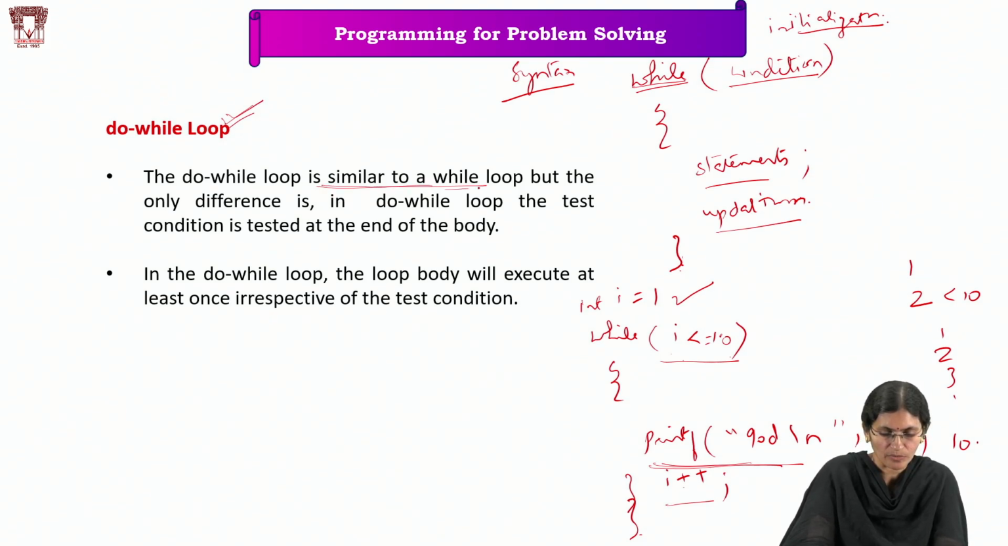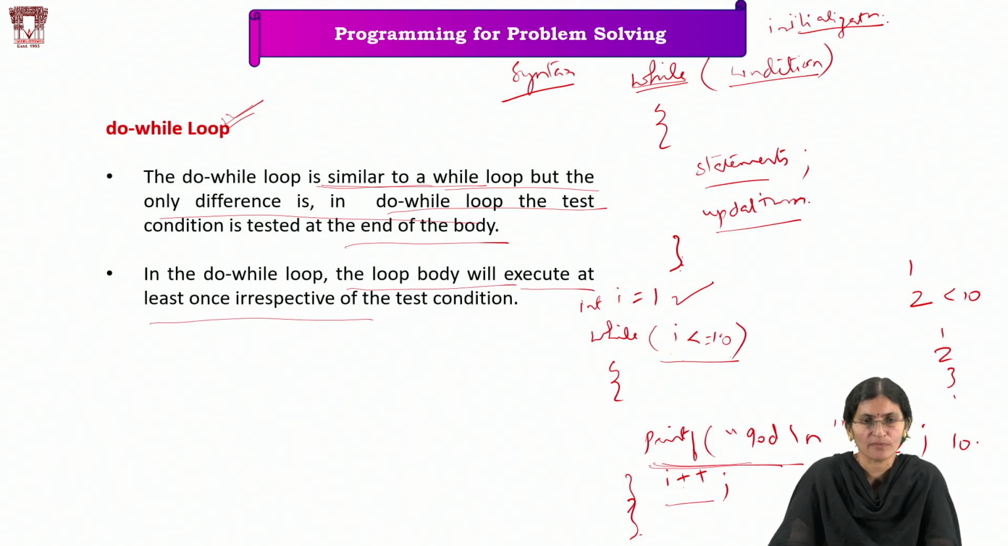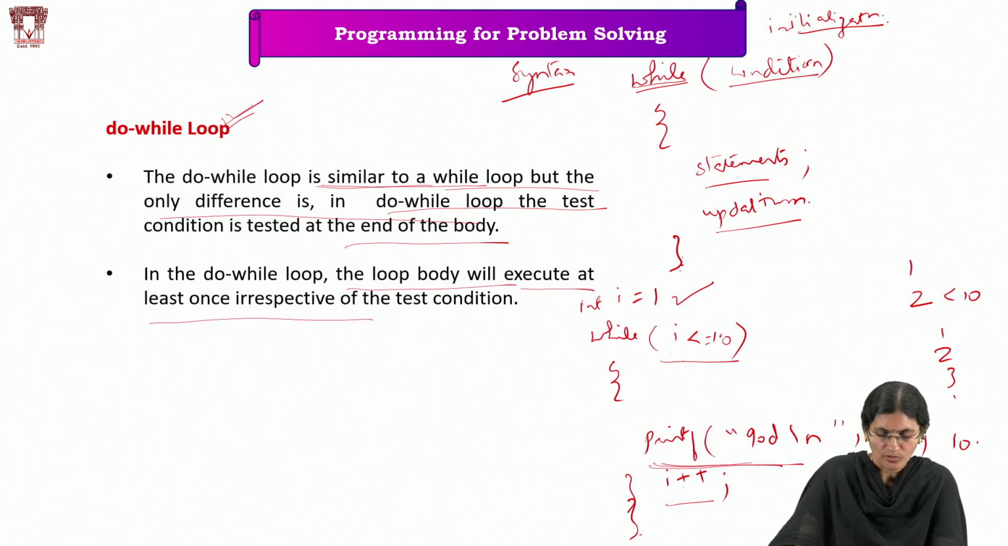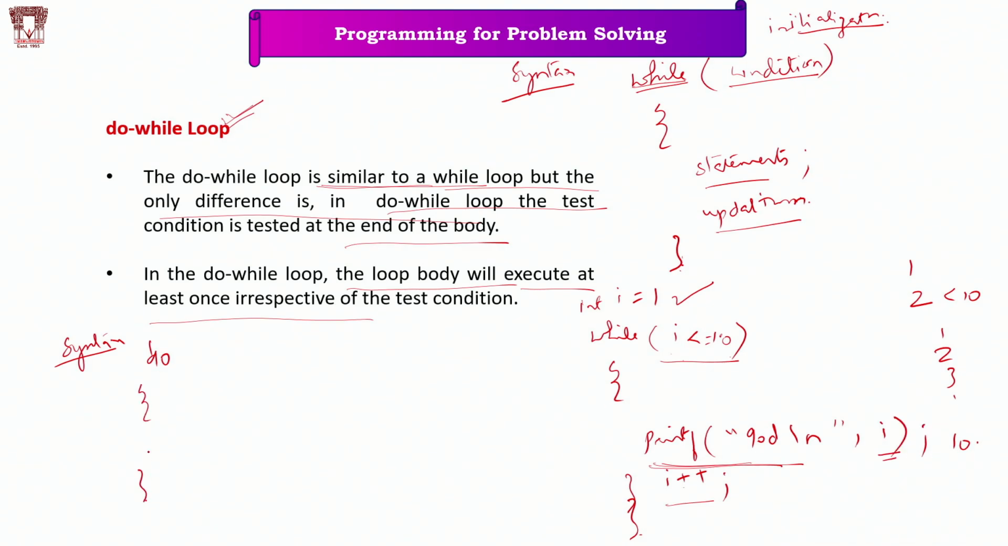The do while loop is similar to a while loop, but the only difference is that in a do while loop the test condition is tested at the end of the body. So in a do while loop the loop body will execute at least once irrespective of the test condition. The same program we can write again. We'll write the syntax for the do while loop. So this is the syntax. Do is a keyword which we write, and then inside this we write the statements, then a semicolon, and this one is a while followed by the condition.